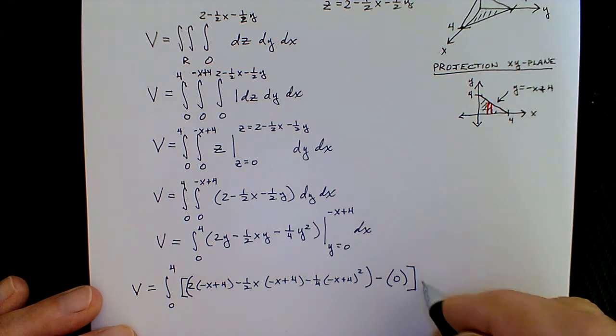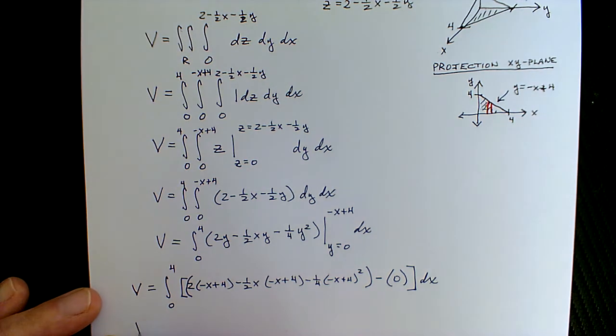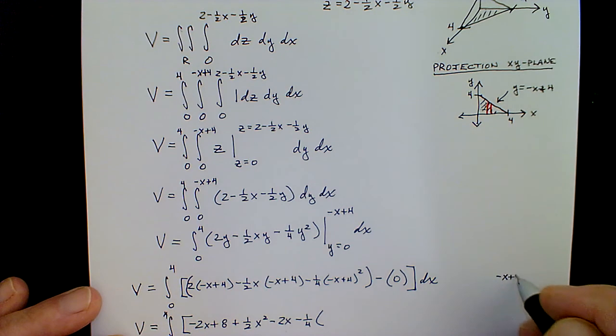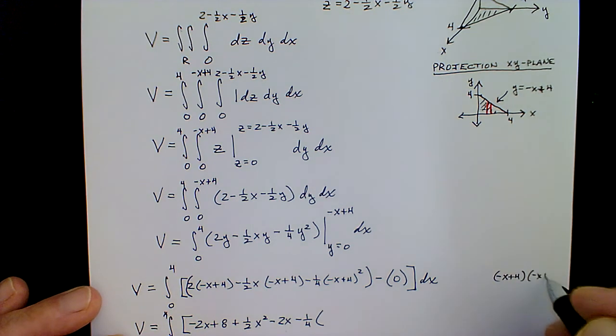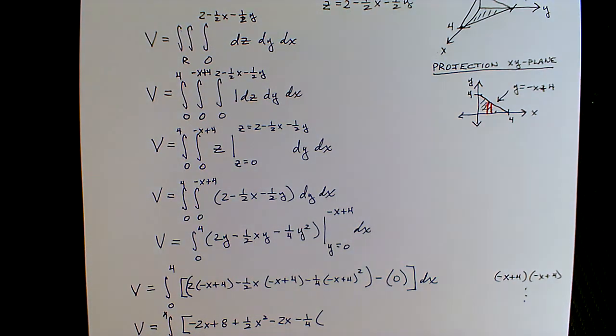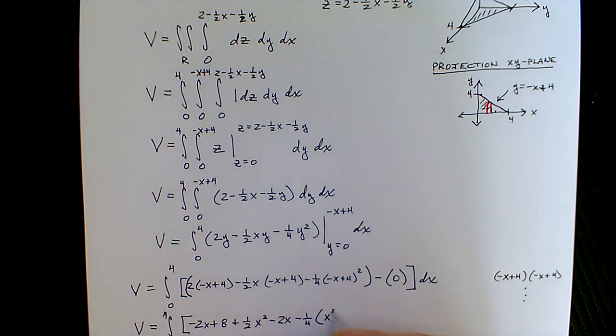Okay, so now we got to clean this up algebraically. So the integral 0 to 4 of minus 2x plus 8 plus 1/2 x squared minus 2x, and then minus 1/4 here times, we have to expand this negative x plus 4, so take it off to the side, FOIL it out, excuse me, we get x squared minus 8x plus 16, and that's all with respect to x.